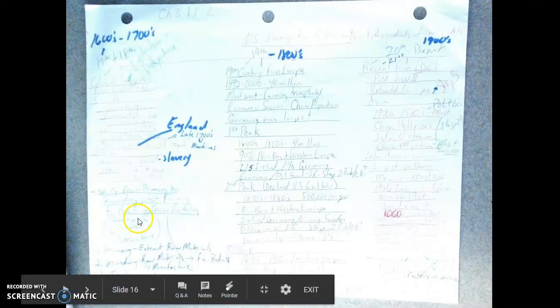We had just finished talking about U.S. immigration, the patterns of immigration to the United States. We finished up the third phase, which is the more recent one from the 20th century, so 1900s till today, more recently from LDCs, specifically Asia and Latin America.